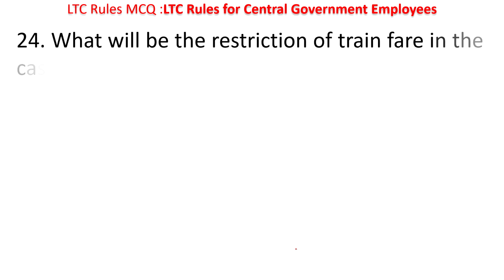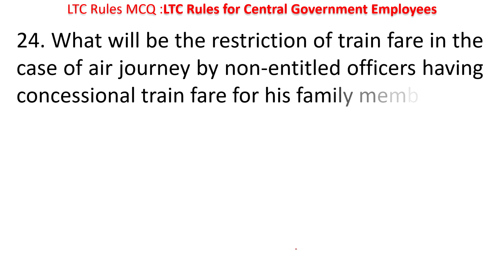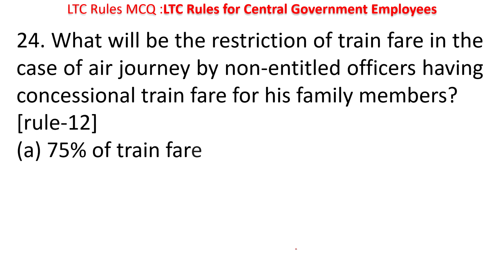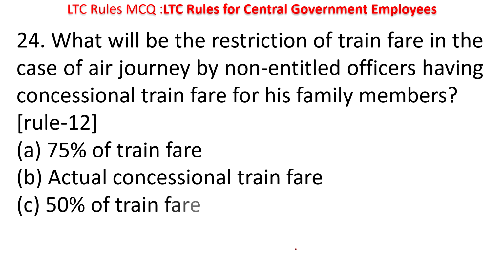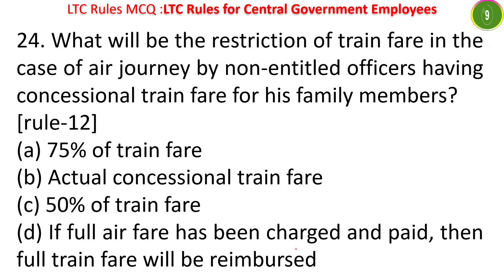Okay, next question. What will be the restriction of train fare in the case of air journey by a non-entitled officer having concessional train fare for his family members? Rule 12 of LTC rules. 75% of train fare, actual concession train fare, 50% of train fare. If full air fare has been charged and paid, then full train fare will be reimbursed. The time starts now. The answer is if full airfare has been charged and paid, then full train fare will be reimbursed.